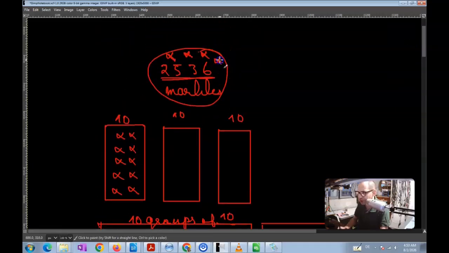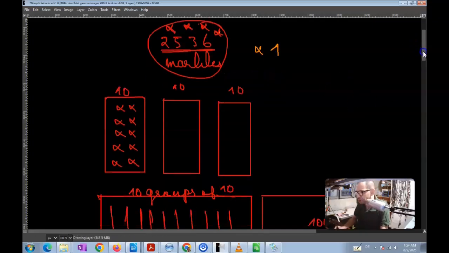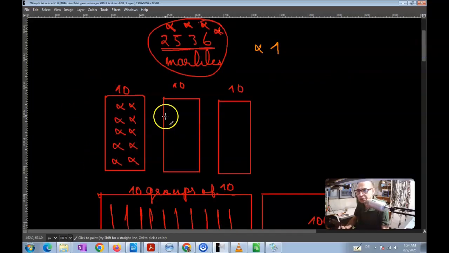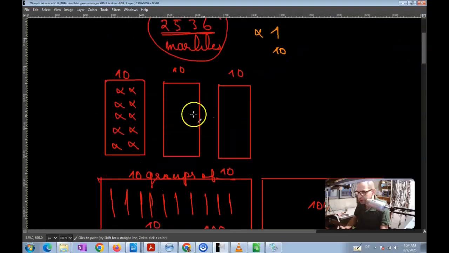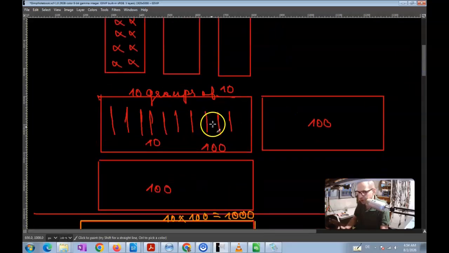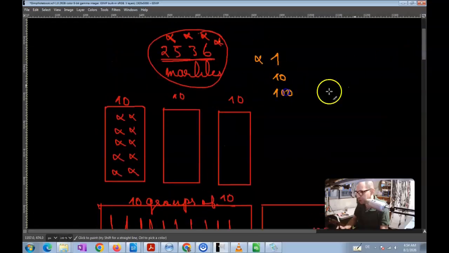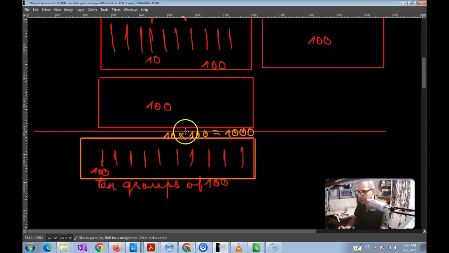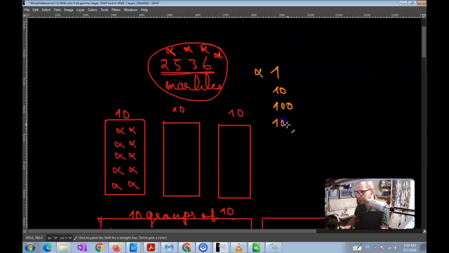So I have these marbles over here, which are essentially these loose marbles. So this is essentially a group of 1, or essentially a 1. This is essentially 10 marbles put together. So this is a group of 10, right? Now I put 10 of these groups of 10 together, which would be essentially a group of 100. So now I have these groups of 100 as well. And then these groups of 100, I put 10 of them together to make essentially groups of 1,000.